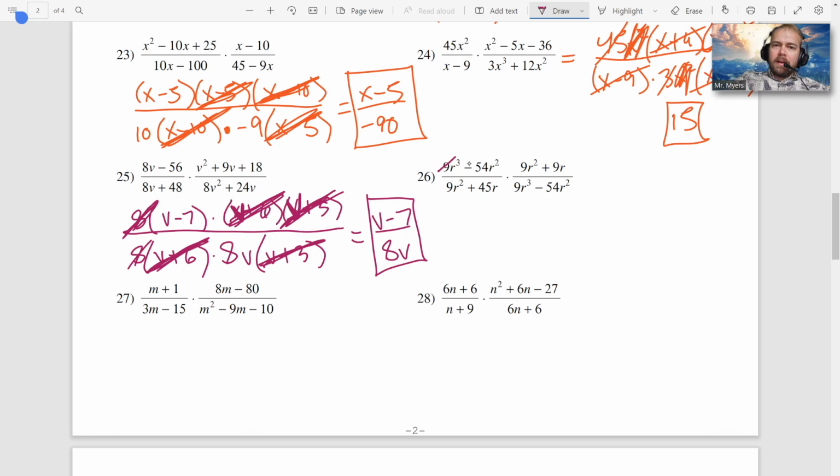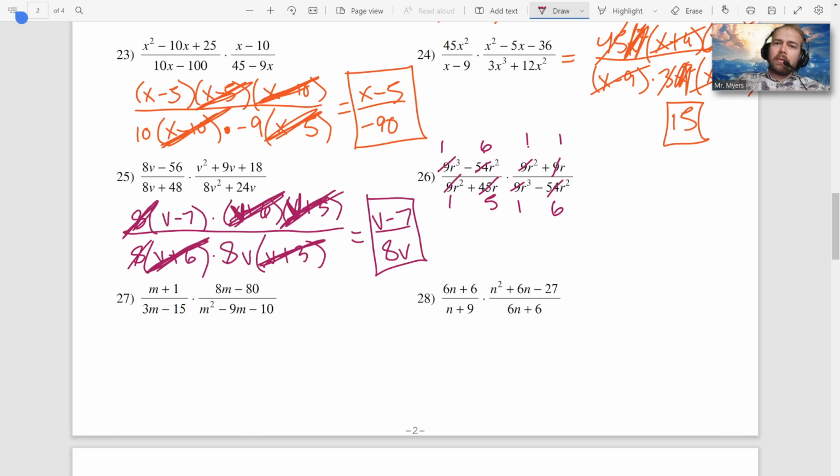So just divide them all by 9. Divide that by 9, divide that by 9, divide that by 9, and so on for each term. If we got rid of all the 9s, now it's pretty much fully simplified as far as numbers go.